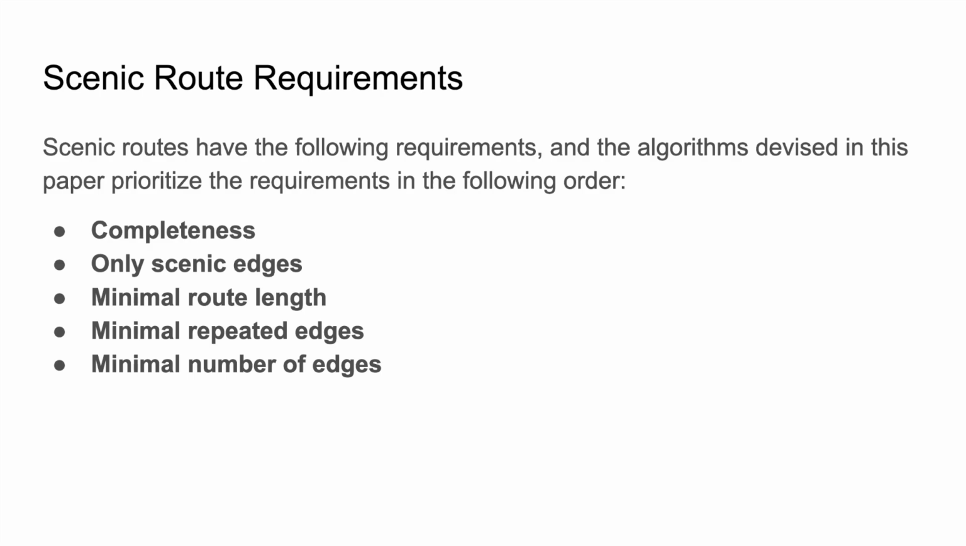Minimal route length, which is self-explanatory. Minimal repeated edges: a route must contain a minimal number of repeated edges, that is, edges which must be traveled more than once to complete the entire route. And minimal number of edges, which is again self-explanatory.